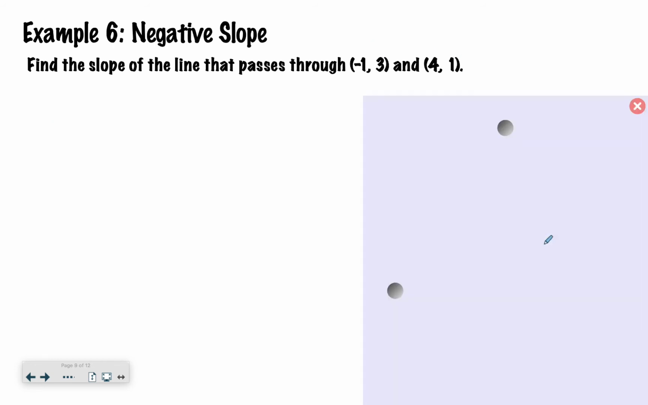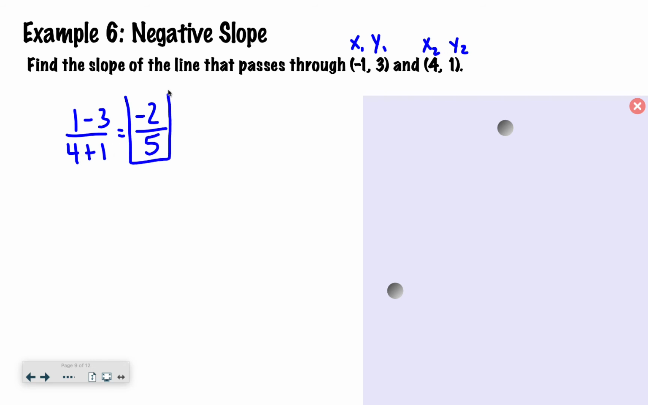Okay, now let's find the slope of a line that passes through (-1, 3) and (4, 1). So again, if I say x1, y1, x2, y2, I'd say 1 minus 3 over 4 minus a negative becomes plus 1. 1 minus 3 is -2 over 5. So my slope is negative 2/5. You can either keep the negative up top or you can write it in front of the fraction. That's what you'll see me do most often, okay?